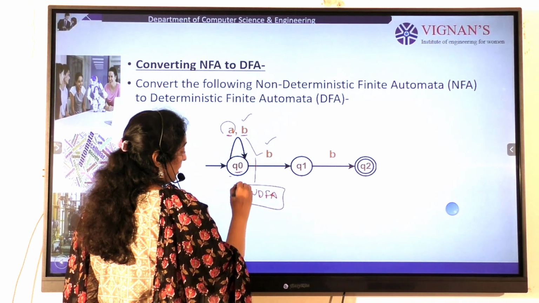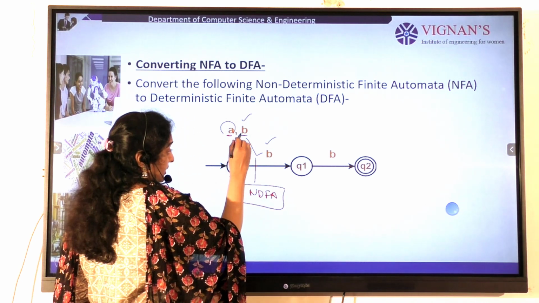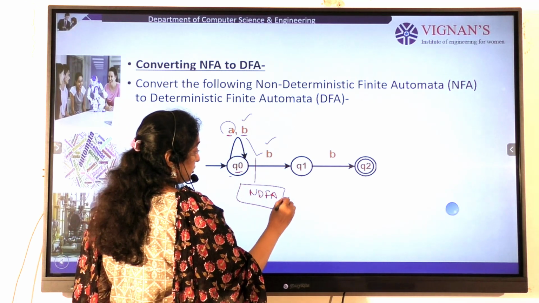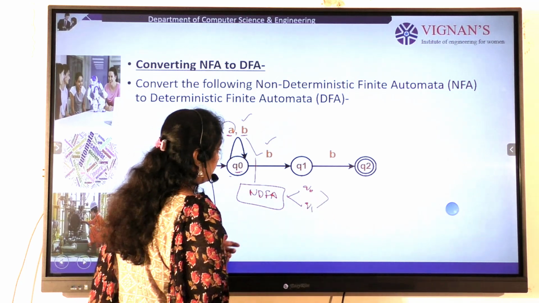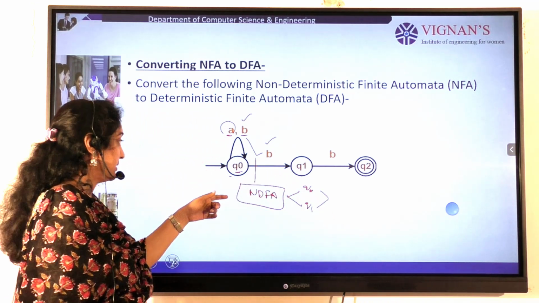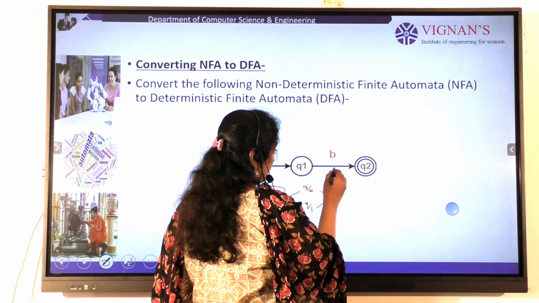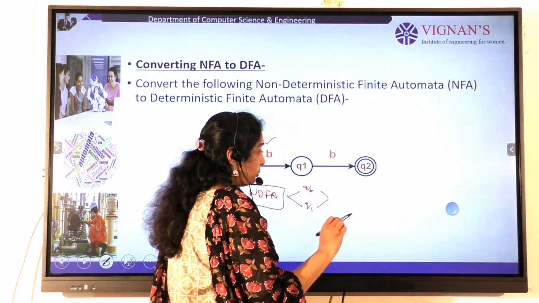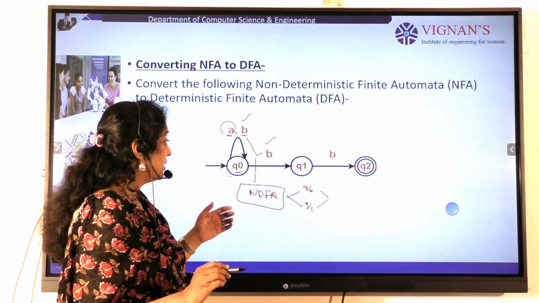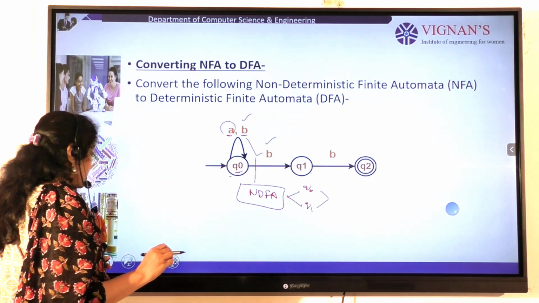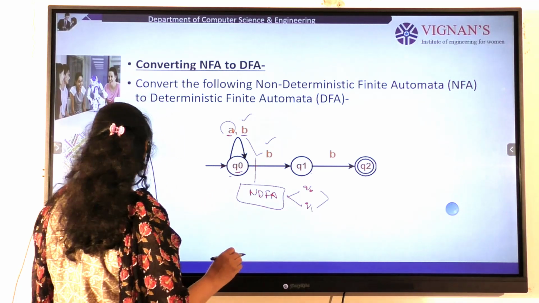This transition, where a state by reading a single input symbol moves to two states, gives the non-determinism, where there is no exactness. And this Q1 reaches the final state Q2 by reading the input symbol B. First let us see the procedure and then come back here to solve the problem.